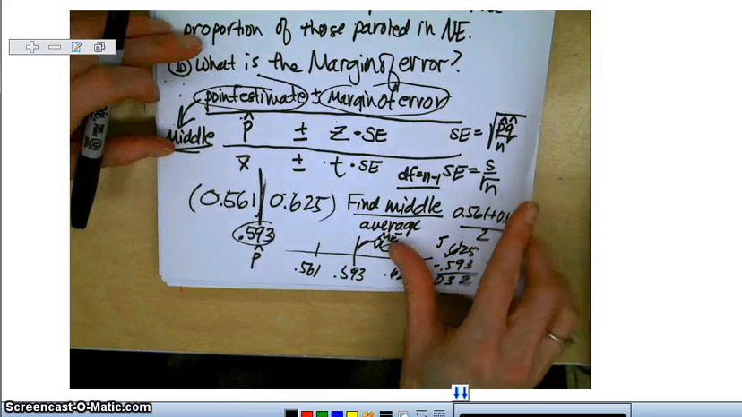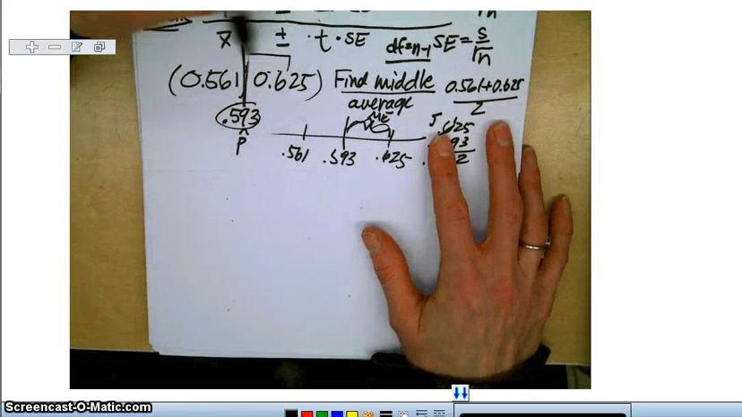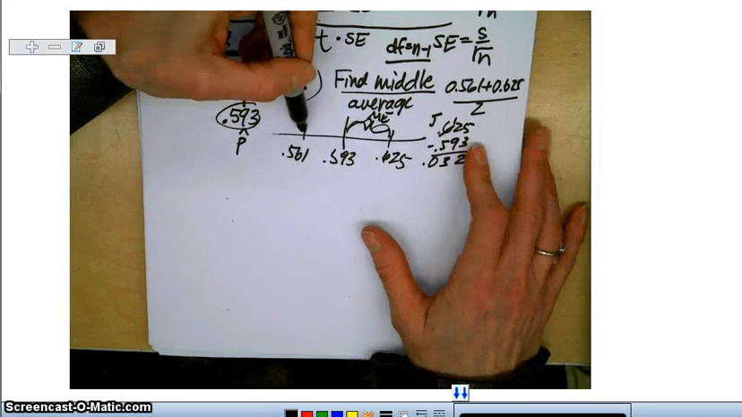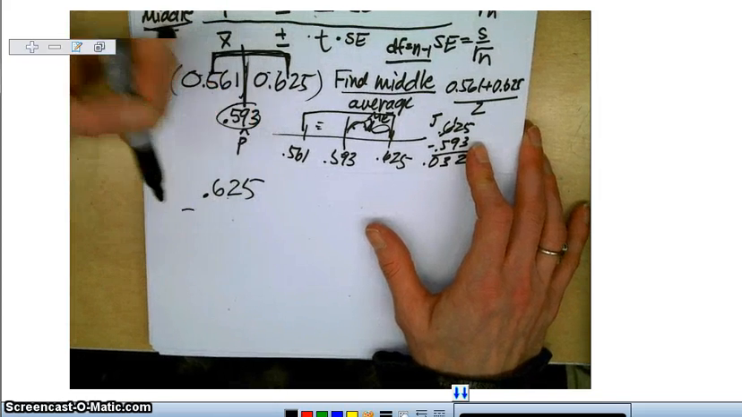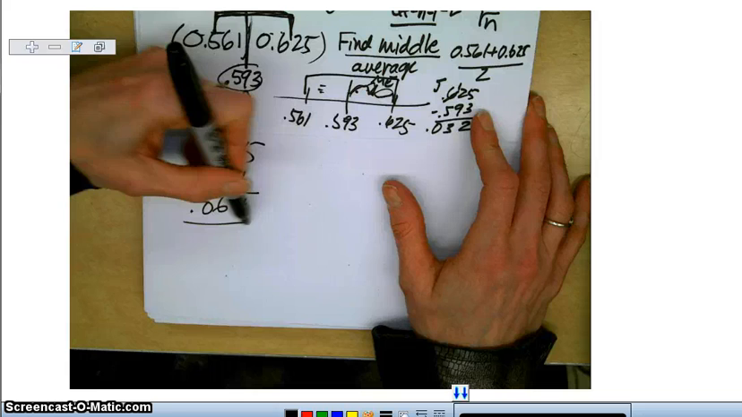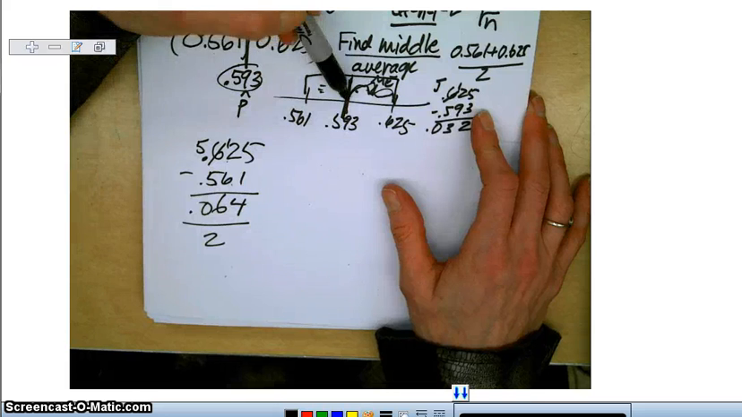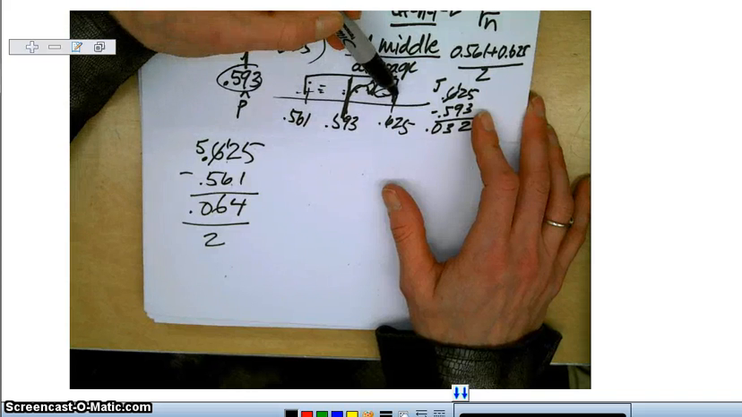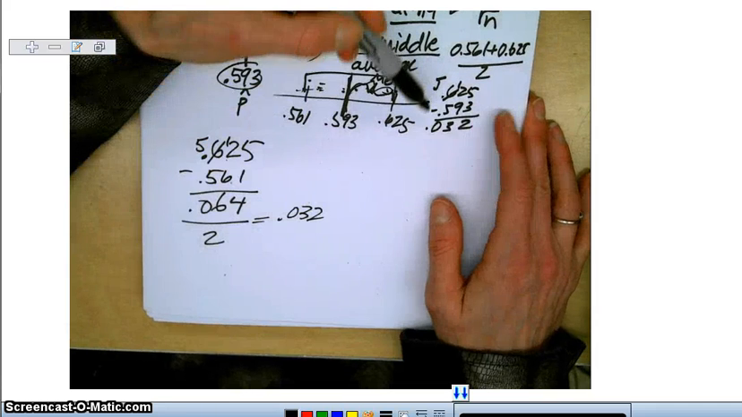Now, there's another way to find the margin of error. Isn't the distance between these two numbers twice the margin of error? So the distance from here to here is the margin of error 2 times. So I could have just subtracted 0.625 minus 0.561 and got 0.064 and then divided that by 2. Because if the point estimate is in the middle and you add and subtract the margin of error to that, the whole distance of your interval is twice the margin of error. So I subtract and divide by 2, and look, it gives me the same answer.